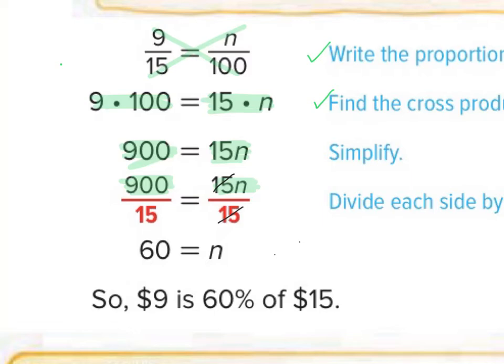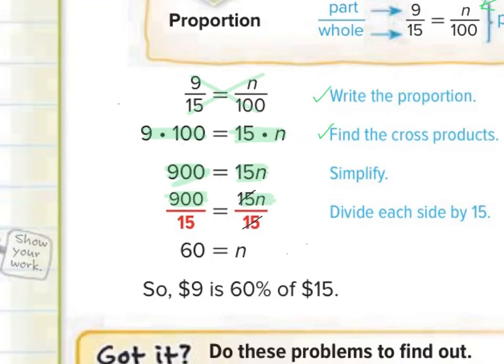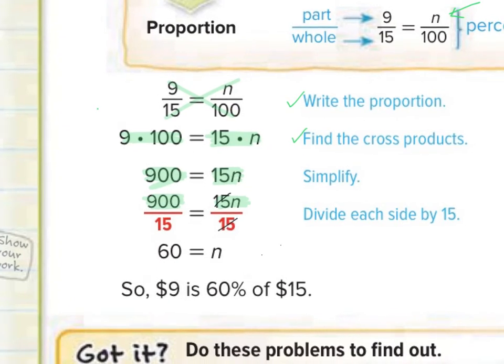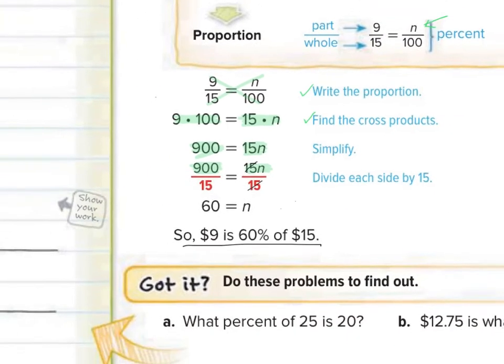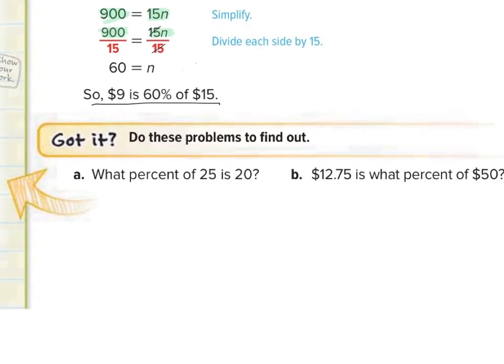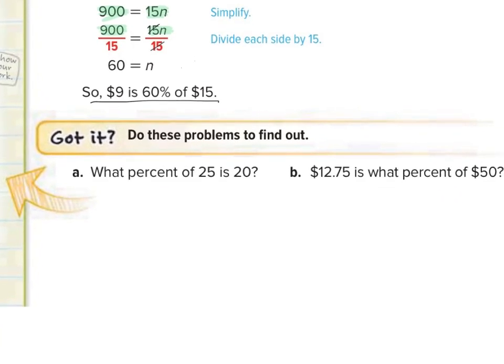And then 900 divided by 15 is 60. So that answers their question. $9 is 60% of $15. Okay, it's your turn now to try setting up these two problems, A and B, as proportions, and then doing the cross multiplying and dividing to find the missing number. Now, probably a good point here to stop the video for just a couple of minutes and try to do these two problems, and then we'll go over them together.